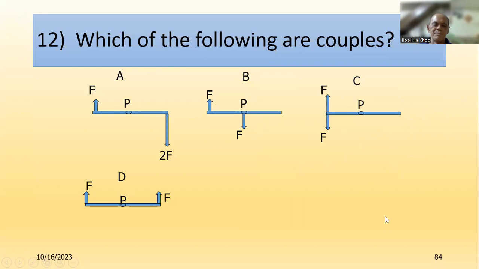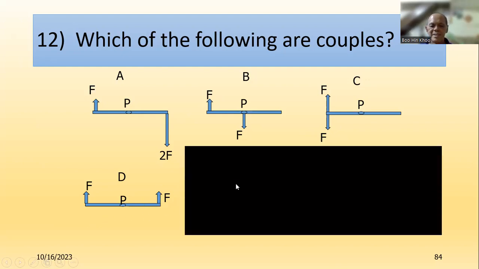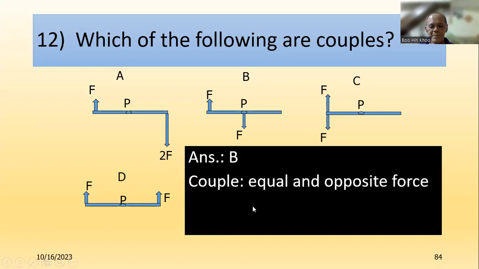Which of the following are couples? Remember the forces must be the same magnitude. This is the one. This one has the same magnitude, but the lines of action must be different. This one, they are in the same direction, so no. Answer is B. Equal force, lines of action different.